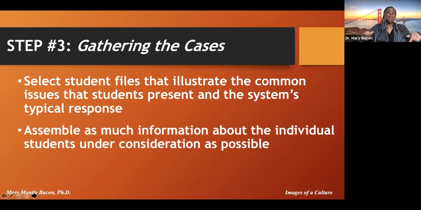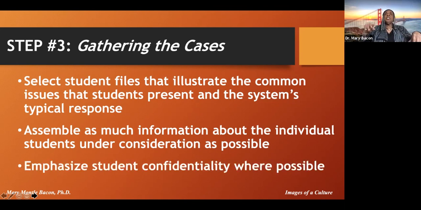The next part is to assemble as much information about the students under consideration as possible. What you often have in doing file reviews, oftentimes all you have is a psych folder, but there's a lot of information that's missing from the psych folder that would be helpful for you to have. There's information in the cume folder. Kids often have a discipline folder. There might be a counseling folder. If you have access to more information, it will help you to clarify more what that student's experience had been as they went through the school district.